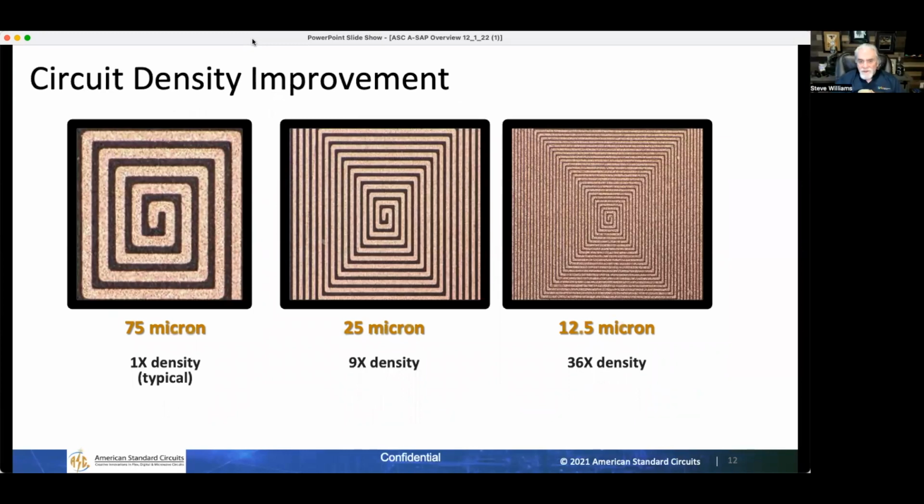Okay. So this is kind of a visual reference of what you just talked about, right? Right. Yeah. So if you look at the first spiral, that's a representation of the 3 mil line and space, and that's done in a subtractive format. If you look at the 25 micron, now you get a 9 times increase in density, and you can see that that line is pretty uniform. And then you go to the 12.5 micron, half mil line and space, and like I said, when you look at that under a scope, man oh man, it is beautiful.